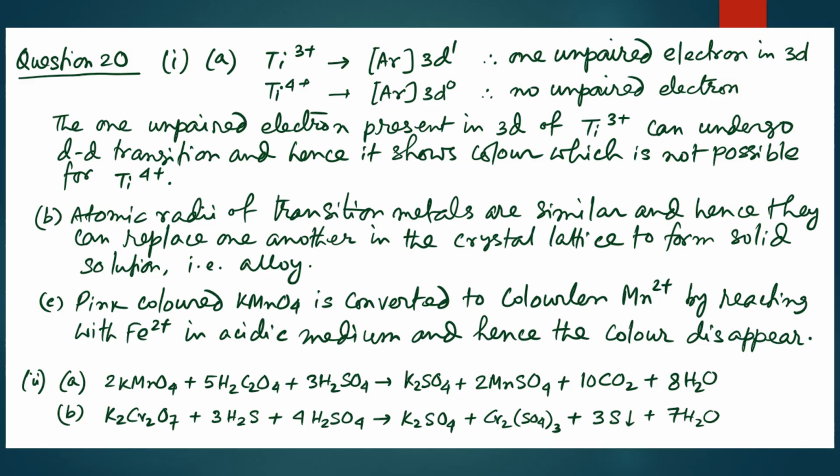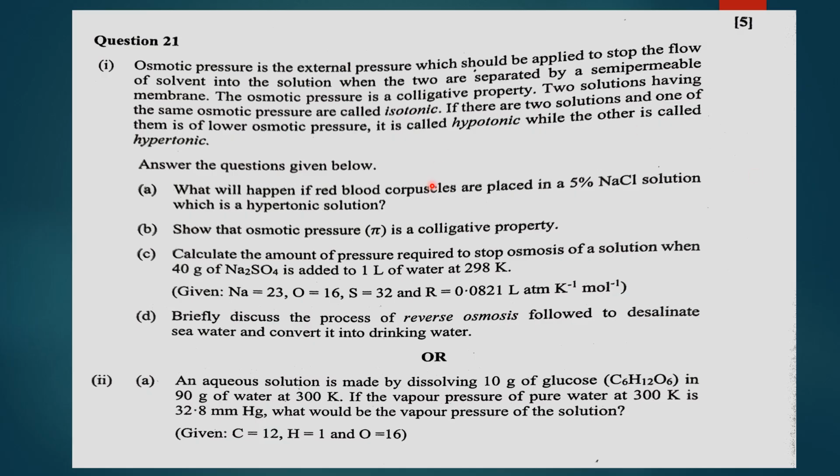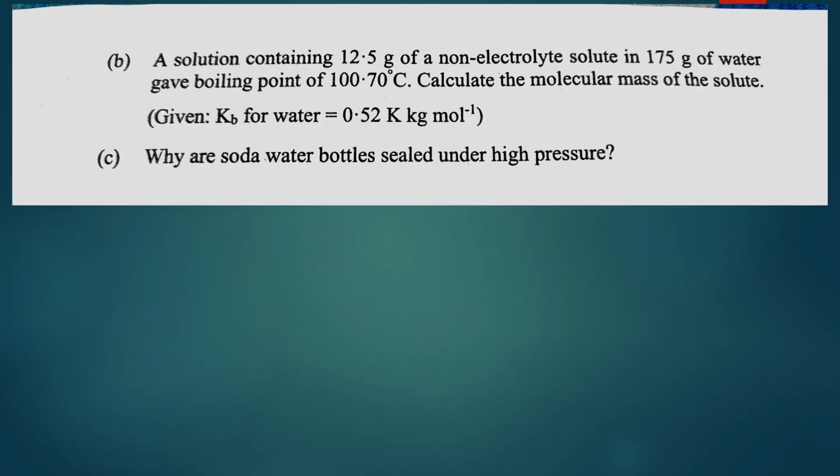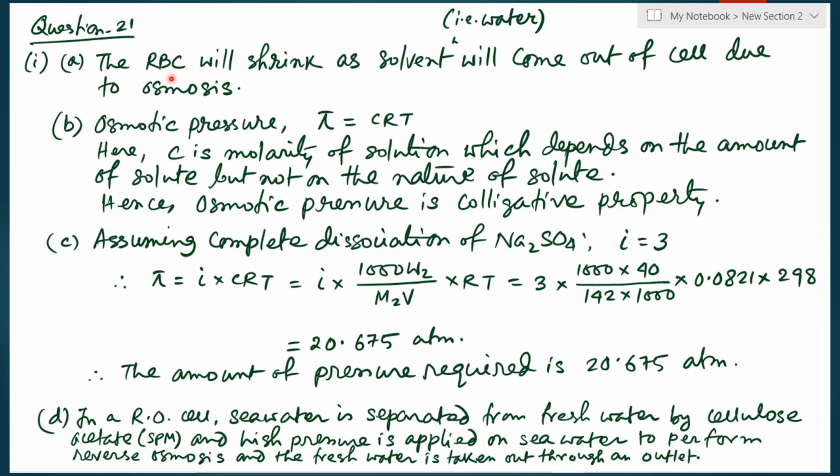And now we are coming to the last question related to osmotic pressure. So let us see the answer. The red blood corpuscle is put in a hypertonic solution, so obviously the intracellular liquid solvent will come out of the cell, it will shrink, and in biological terms this is known as plasmolysis. Instead of writing due to osmosis, you can write due to exosmosis, a more biological term.